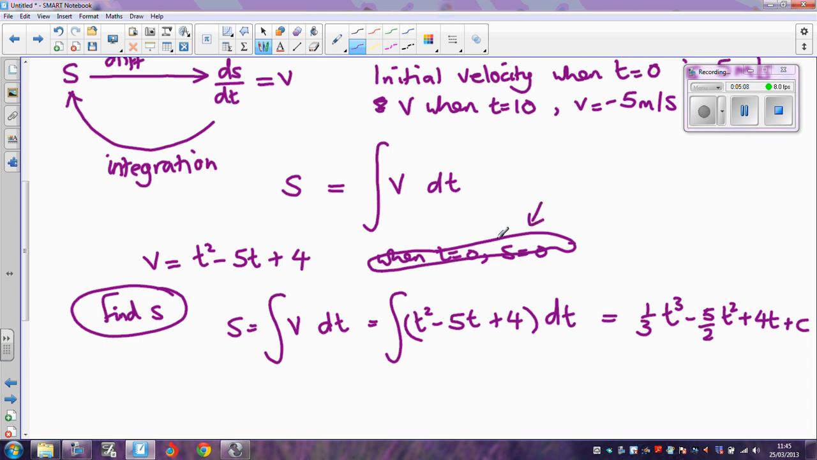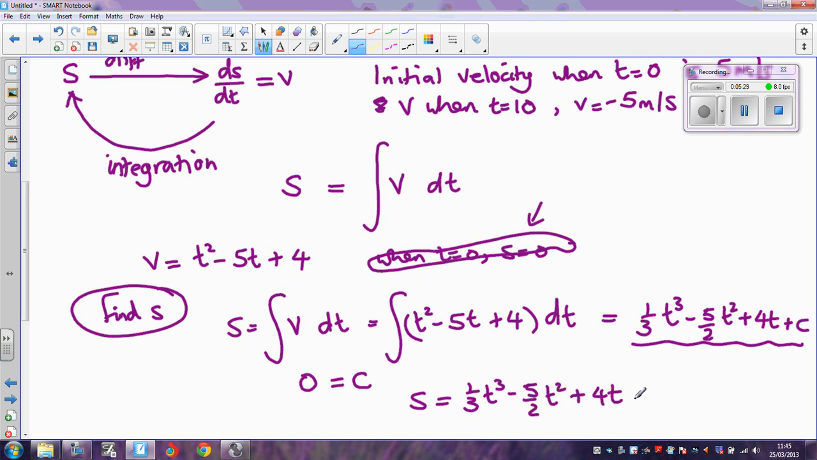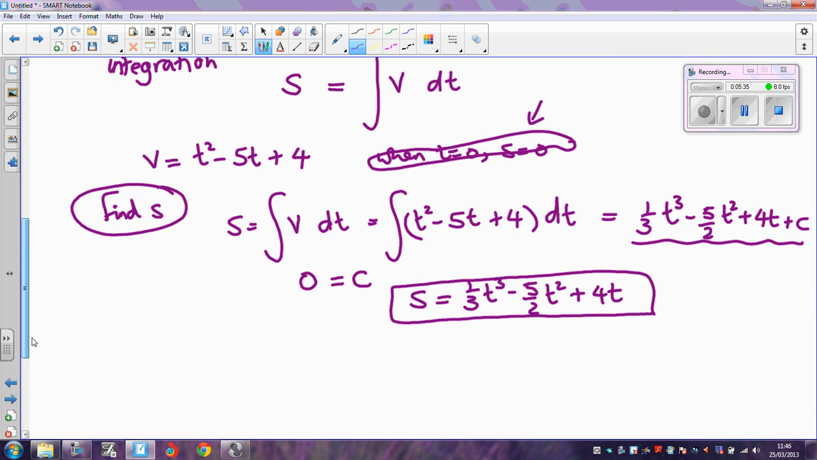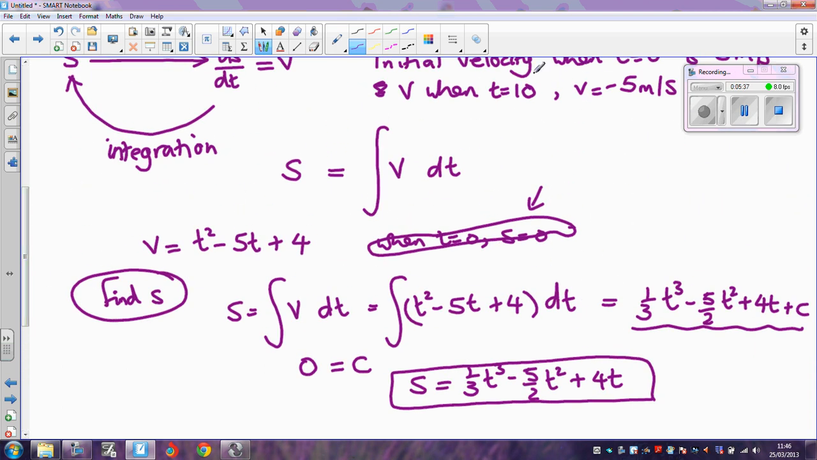I know though, because I've been told that when t is 0, s is 0. So in other words, I know that 0 is equal to, if I put t into all of that, that becomes 0, that's 0, that's 0. So 0 is actually c. My displacement is just 1/3 t cubed minus 5 over 2 t squared plus 4t, because I've discovered that c was 0. It's not always going to be 0. And that's my expression for s in terms of t, and from that, you can find whatever you want.